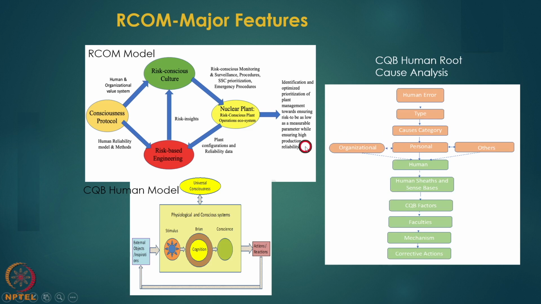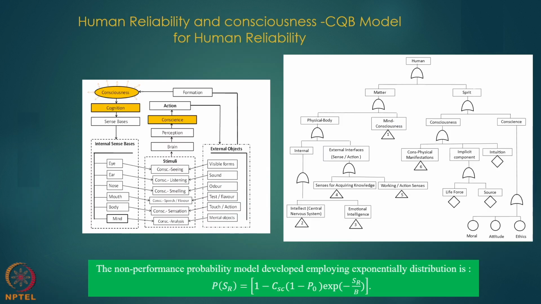So this particular flow chart shows the organization and other things, and how we go on to develop CQB factors, faculties, mechanism, and corrective action program. This has been done by using the fault tree technology. We'll see that once we come to it. I think it is here. So here you can see.